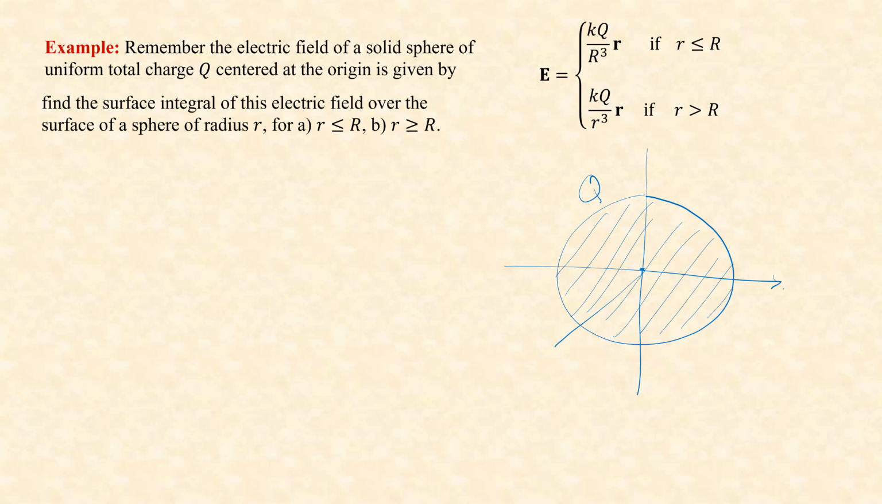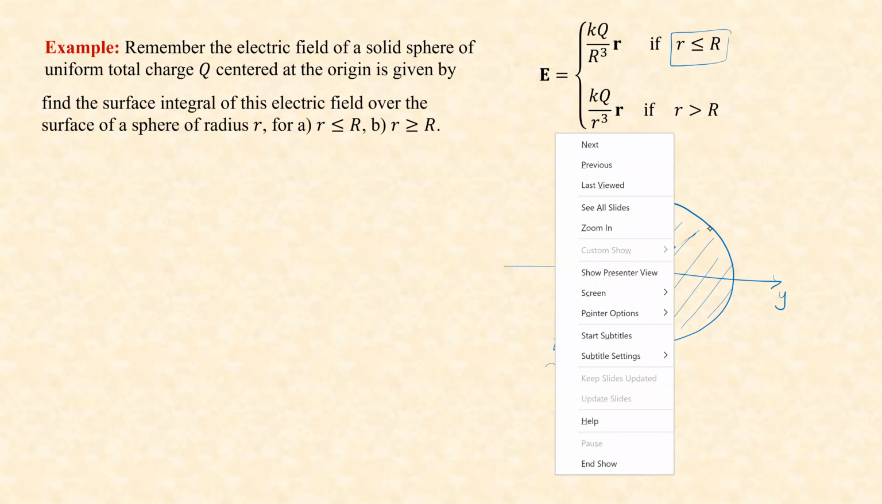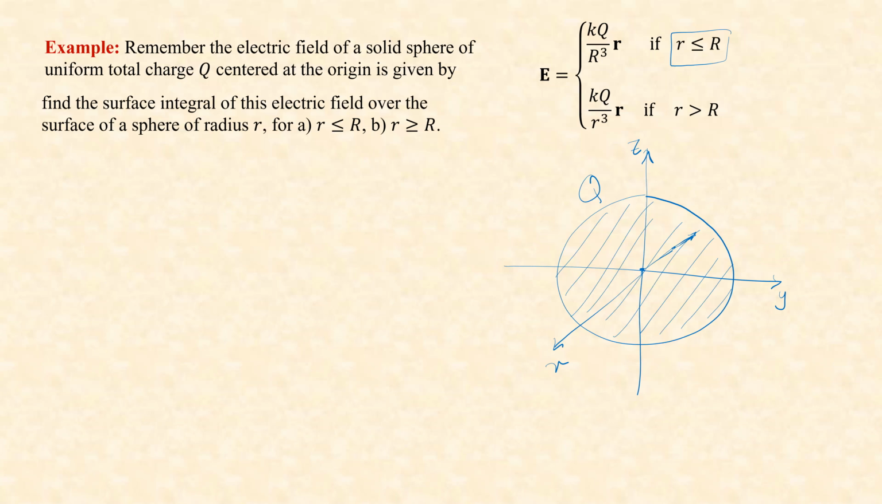This is X, Y, Z. So if you are inside, meaning r is less than R, the electric field is given by this formula, along the unit vector r, and its magnitude is that. If you're outside, it is also in that direction, but the magnitude is given by this. Electric field is always away from the center of the sphere.